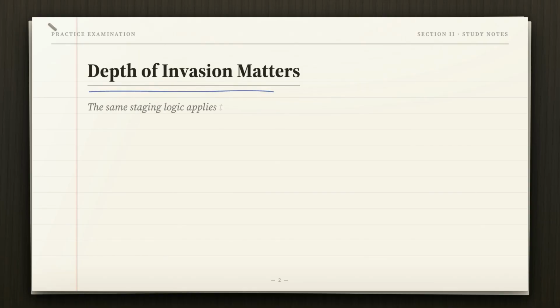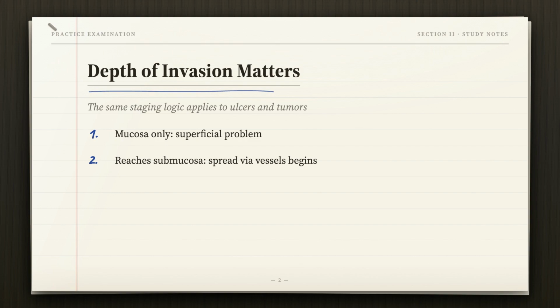The clinical payoff of knowing the layer order is staging. An erosion confined to the mucosa is superficial. One reaching the submucosa gains access to vessels and can spread, and one breaching the muscularis and serosa perforates the wall entirely.